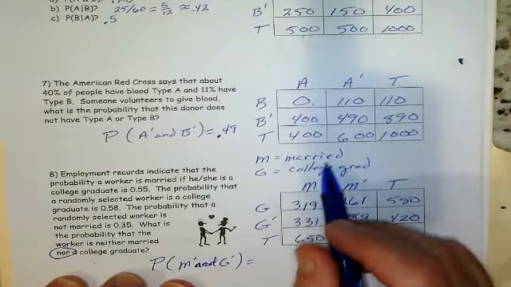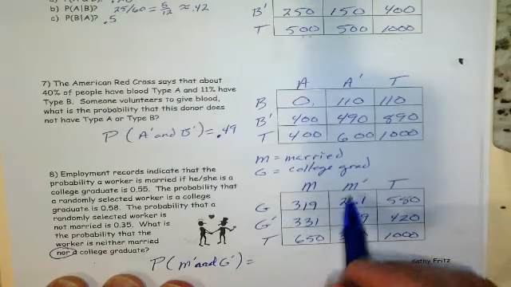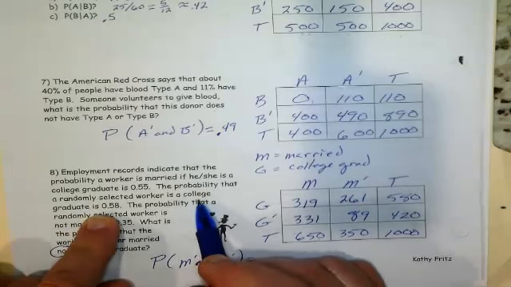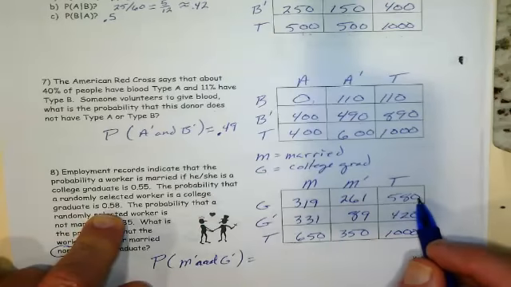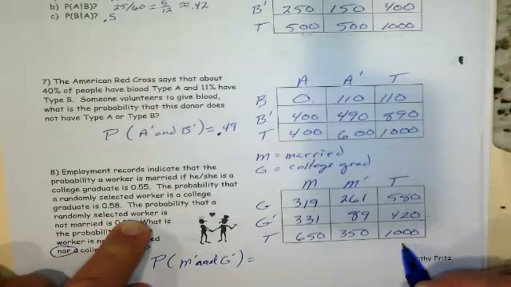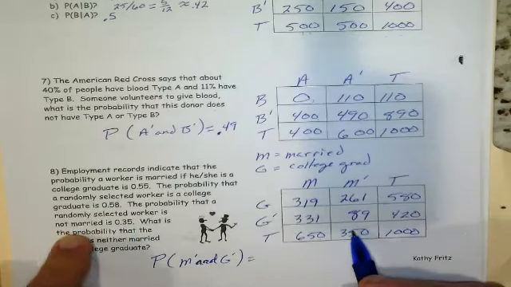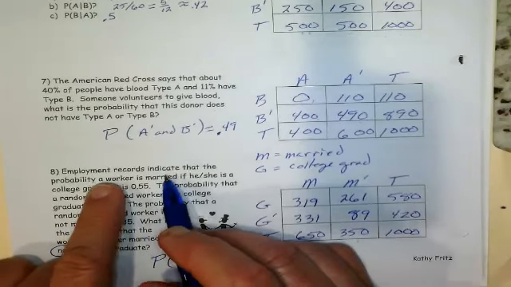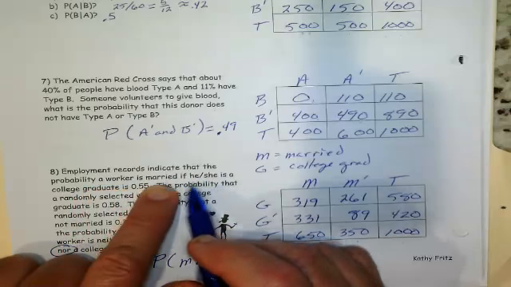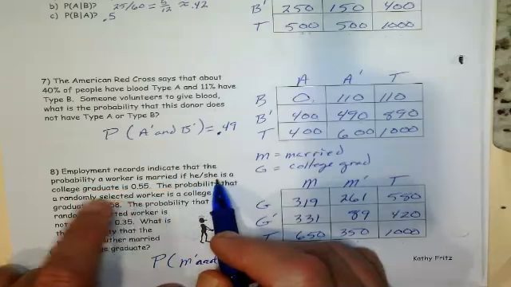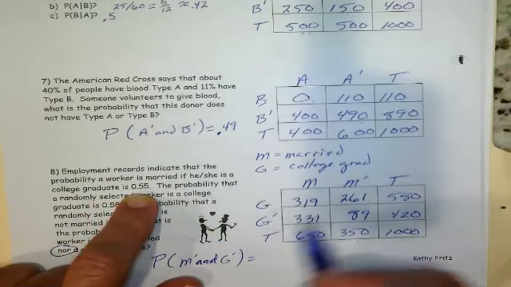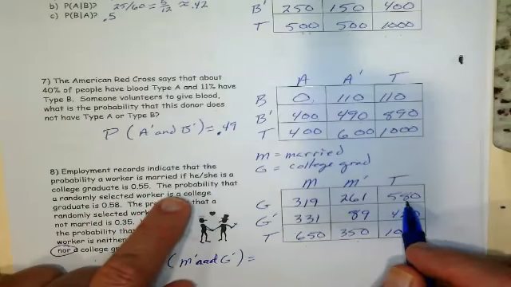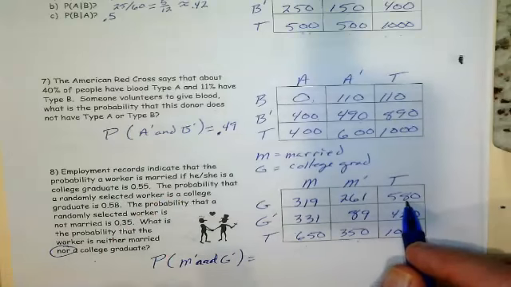So M is married, G is a college grad. So you're either married or not married, graduate, not a graduate. And so it says the probability of a college graduate is 58%, so 580 and 420, it's 1,000. The randomly selected worker is not married, that's M prime, that's 350, that makes this 650. Then it says back up at the beginning, employment records indicate that the probability a worker is married if, so it's a conditional probability, he or she is a college graduate is 55%. So if we're looking at the college graduates, the 580, we're trying to determine what percent of them, or how many of them, are also married.